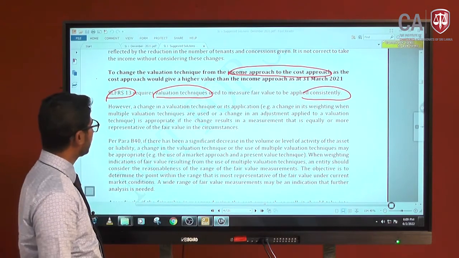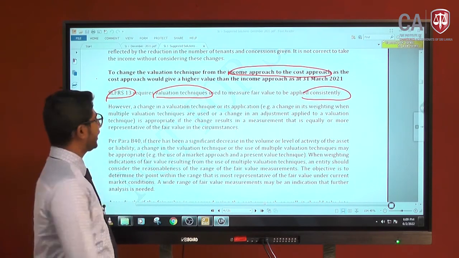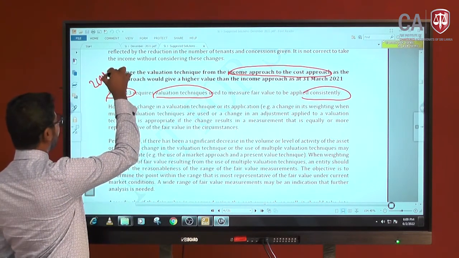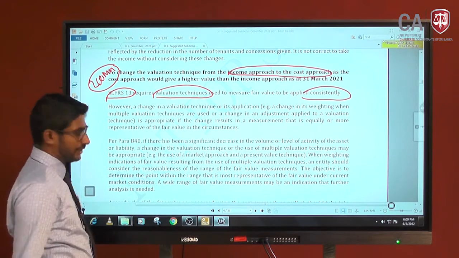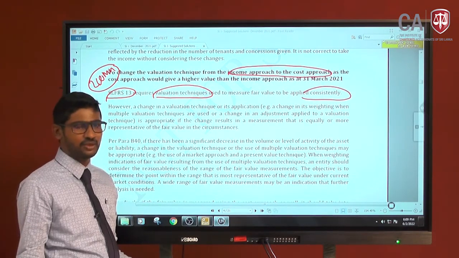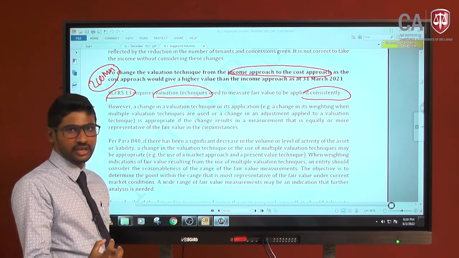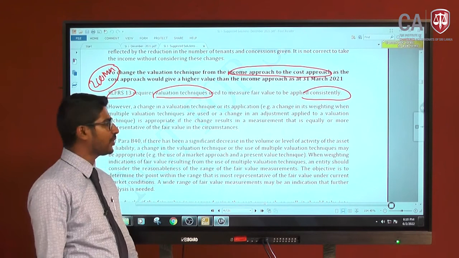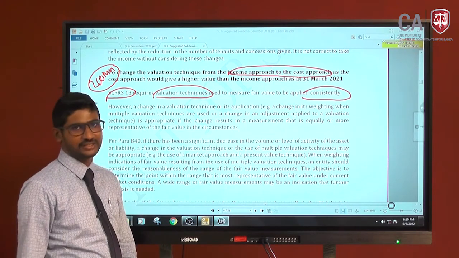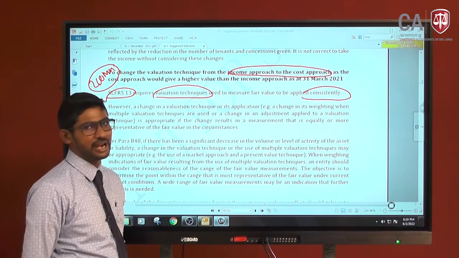So here, students, what is the purpose? Just to get 210 million fair value, right? Without a reliable, fair purpose, just to increase the fair value, they are going to change the valuation techniques, and normally it cannot be done.